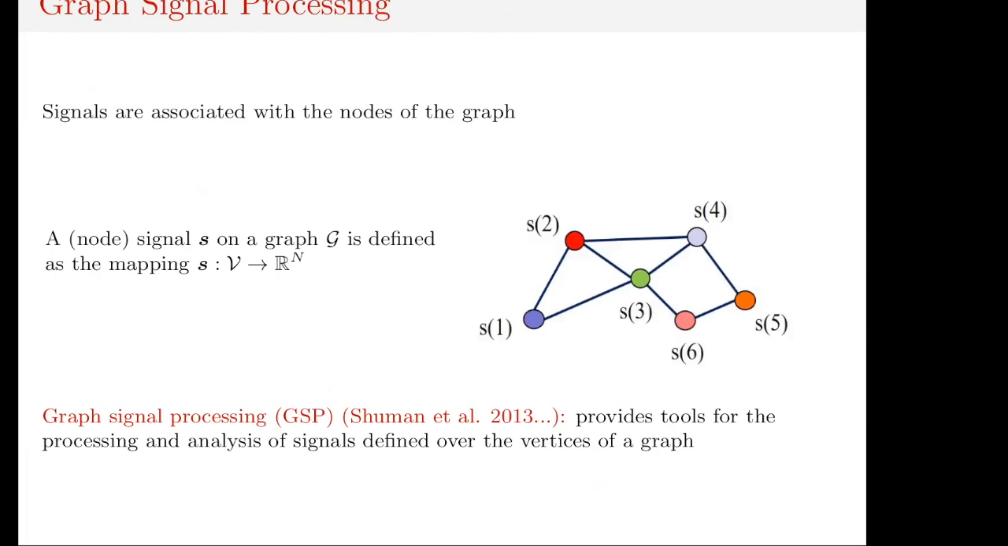Well, we have our domain. We have an algebraic representation of the domain. We are able to define signals on this domain. A graph signal is defined as a mapping from the vertices of the graph to an N-dimensional vector, real or complex. We associate a signal with each node. Then we have graph signal processing.